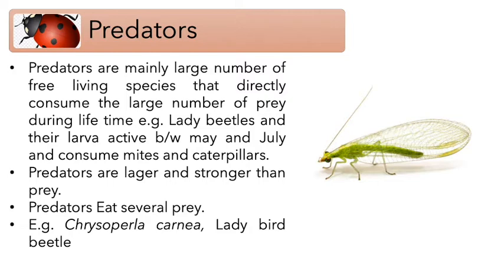For example, Chrysoperla carnea, known as the common green lacewing, is an insect in the Chrysopidae family. Although the adults feed on nectar, pollen and aphid honeydew, the larvae are active predators and feed on aphids and other small insects.